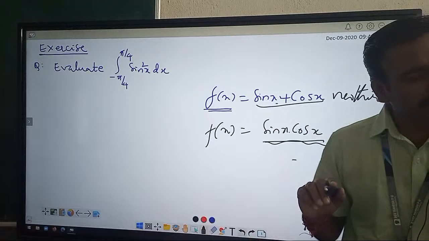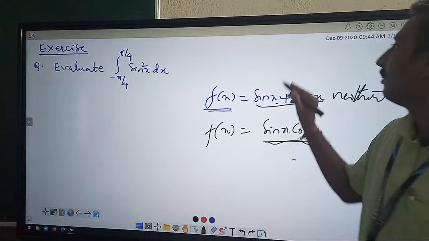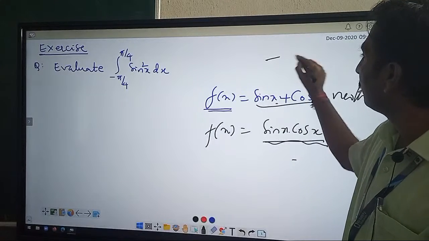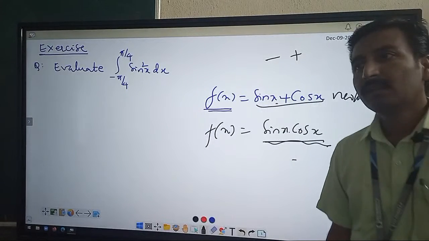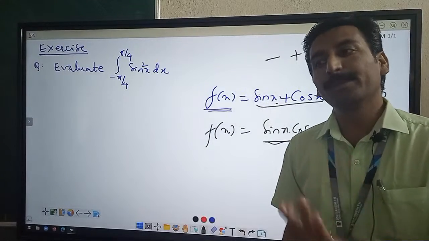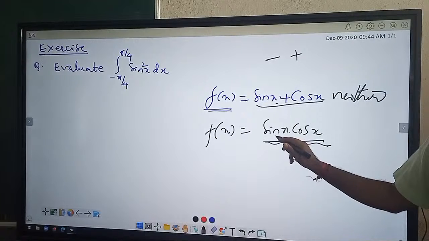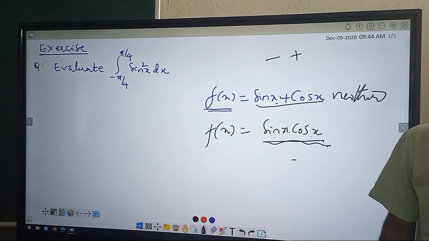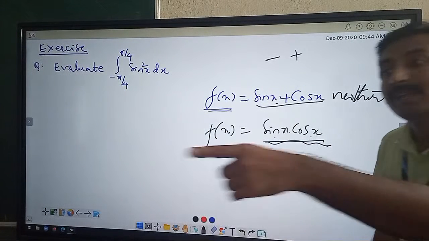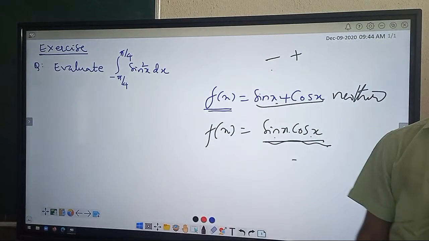Let us keep in mind that odd means minus, even means plus. This is minus into plus. What do you get? What is the meaning of that? You are talking about odd.